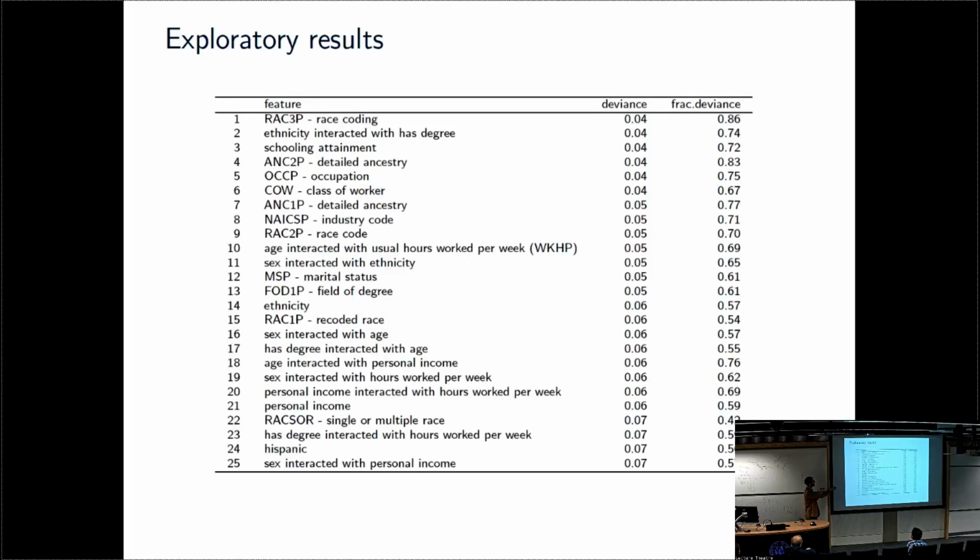Schooling attainment, there you go, just almost as high as ethnicity. Detailed ancestry is cool. I'll show you that in a second. Occupation I mentioned, class of worker, a different coding of detailed ancestry. Okay, so maybe we can clean up the data and not do both of those. Industry coding, another way of coding race. Age interacted with usual hours worked per week, so there might be people who are in partial employment, I don't really know. Sex interacted with ethnicity, and so on.